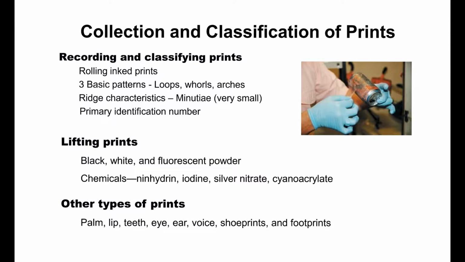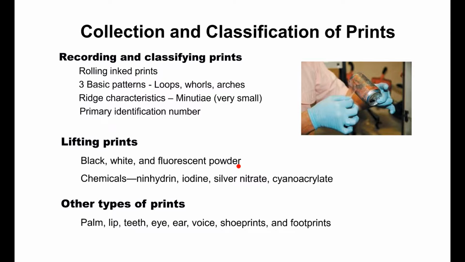So in terms of collecting and classifying prints, there are a couple of ways we can do it. We can take actual prints of the person if we have access to their hand, and those are called rolled ink prints. Again, we're just looking for those 3 patterns: the loops, the whorls, the arches. Then we look at the minutiae to see if there are any similarities there. Then we give it a primary identification number, which is based on the Henry classification system that we learned earlier.